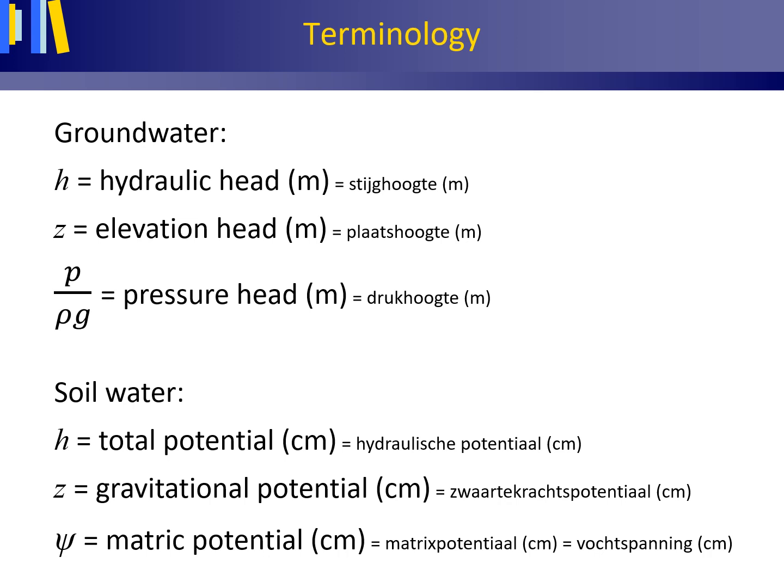This is a summary of the terminology used in potential diagrams in both English and Dutch for both groundwater and soil water. In groundwater, H is the hydraulic head, stijghoogte, Z is the elevation head, plaatshoogte, P divided by rho g is the pressure head, drukhoogte. Measurements are in meters. In soil water, H is the total potential, hydraulische potentiaal, Z is the gravitational potential, zwaartekrachtpotentiaal, and psi is the matrix potential, matrixpotentiaal, vochtspanning. All measurements in soil water are in centimeters.